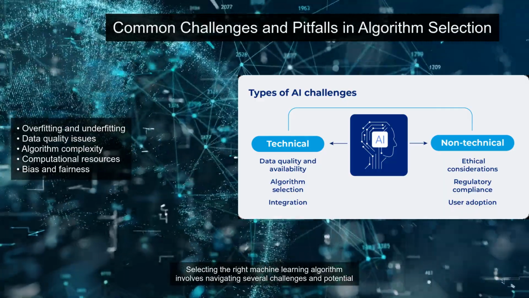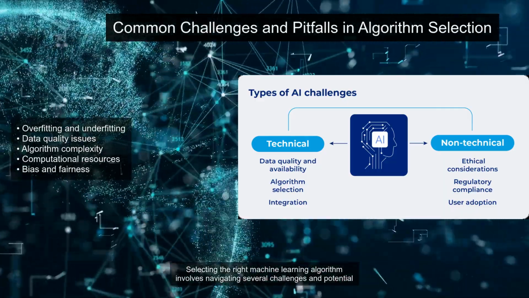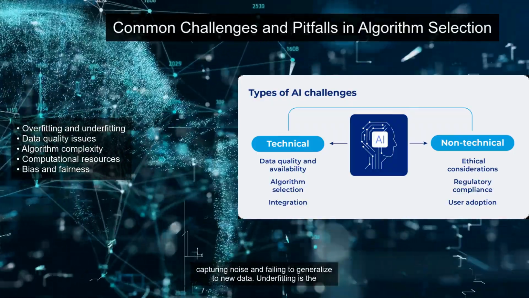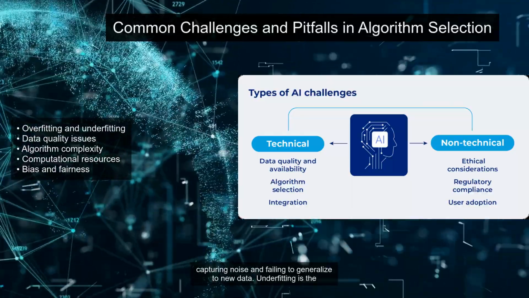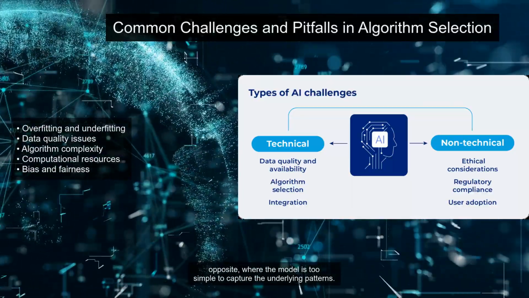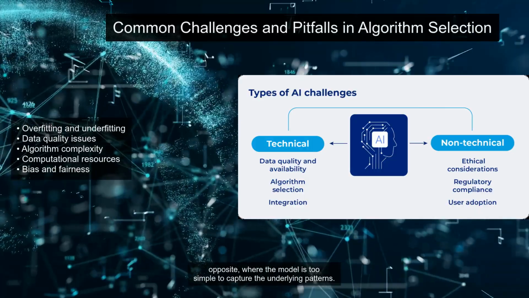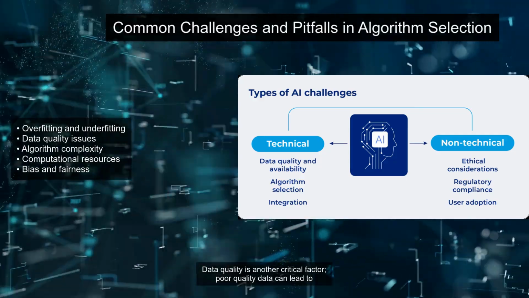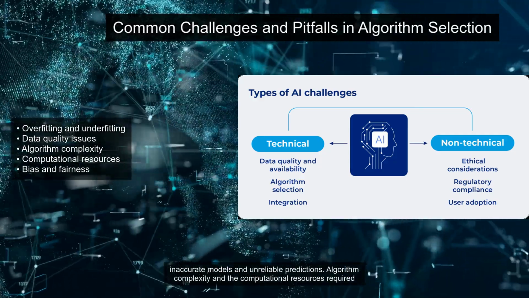Selecting the right machine learning algorithm involves navigating several challenges and potential pitfalls. Overfitting occurs when an algorithm models the training data too closely, capturing noise and failing to generalize to new data. Underfitting is the opposite, where the model is too simple to capture the underlying patterns. Data quality is another critical factor. Poor quality data can lead to inaccurate models and unreliable predictions.